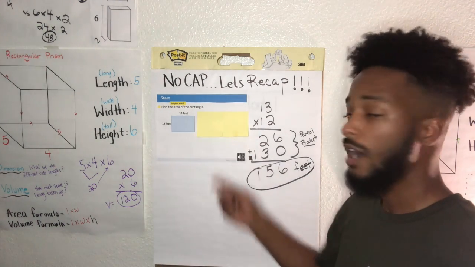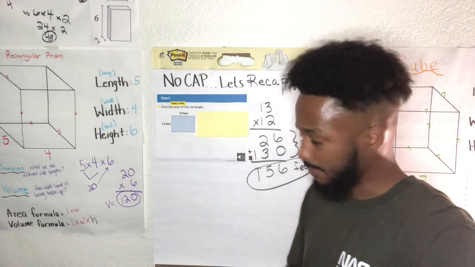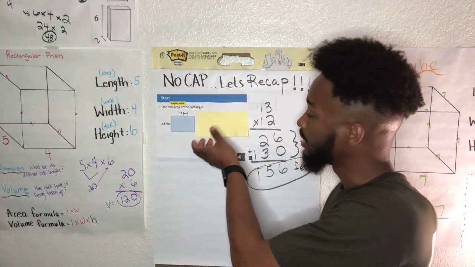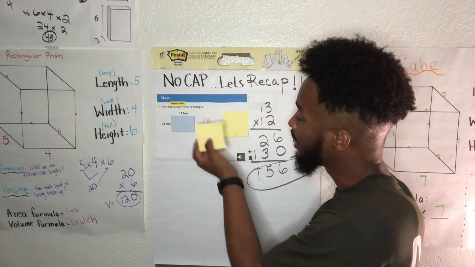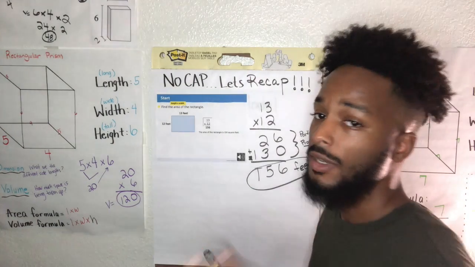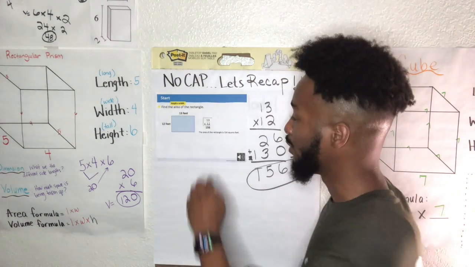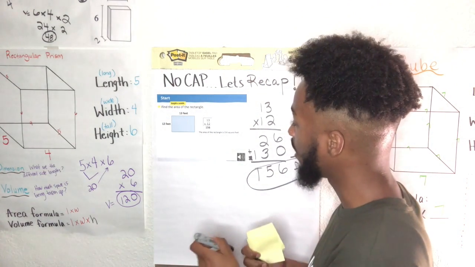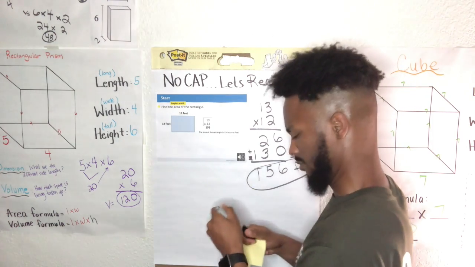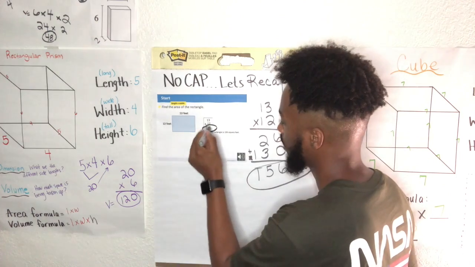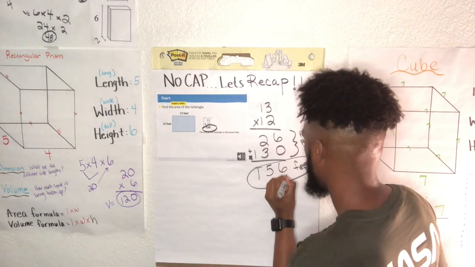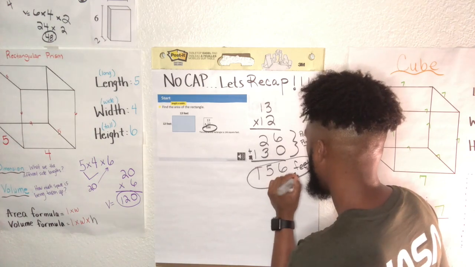And then right here, underneath the sticky notes, I kind of hid the answer just to make sure that we've got the right answer. I don't want to move the camera because it's going to be a whole mess, but if we zoomed in, that does say 156 square feet. I gotta say square, I'm sorry. Square feet.